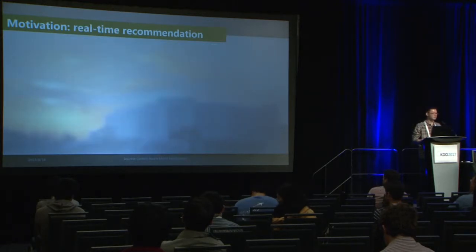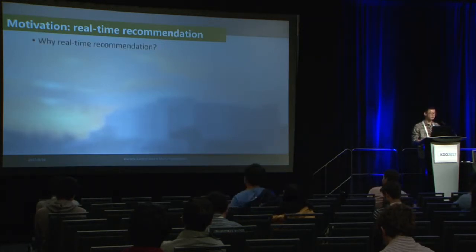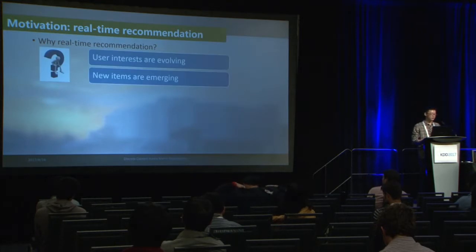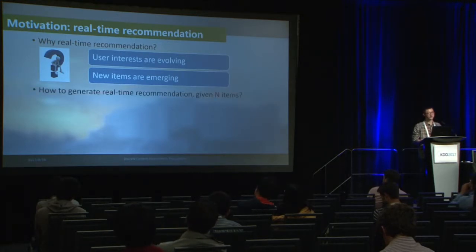It's commonly said that real-time recommendation is the key to the success of online business. But why? The reasons are simple. Users' interests are always evolving and new items are always emerging. However, given the large number of users and items, it is challenging to generate real-time recommendation. So how can we get our real-time recommendation results?